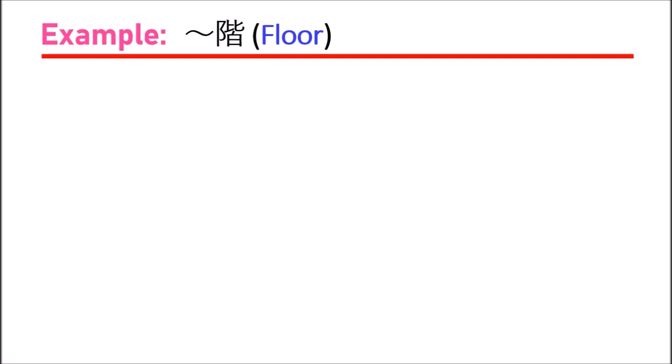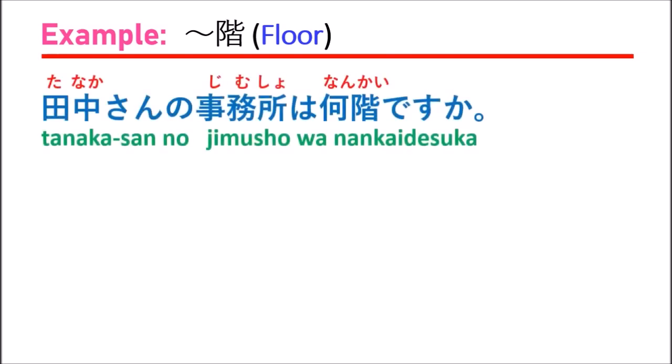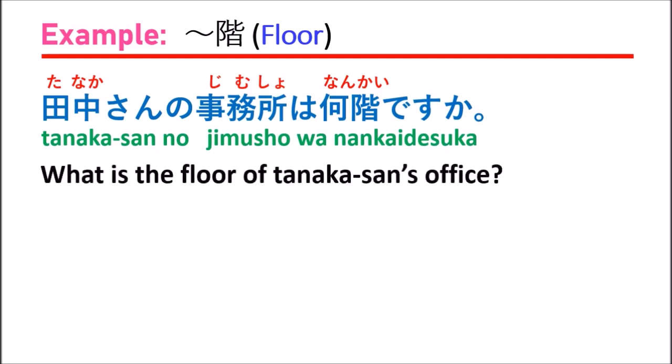Now let's see some examples of how to use kai, which means floor in English. The first example. Tanaka-san no jimusho wa nankai desu ka? Which means, what is the floor of Tanaka-san's office?